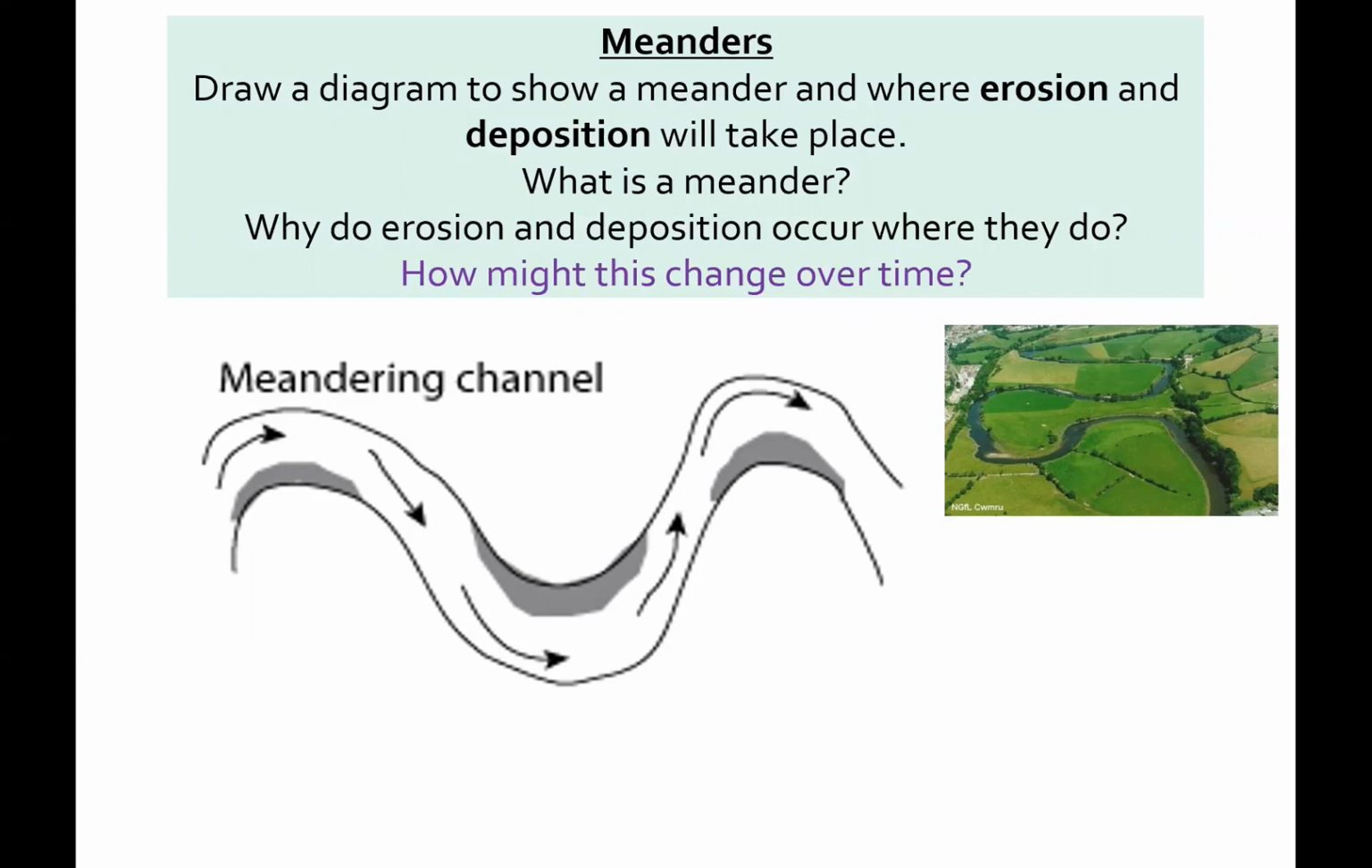They occur because of the flow of the river. Where the river is flowing fastest, it causes erosion. Where the river is flowing slowest, it causes deposition, because the river's not got enough energy to carry the sediment to actually wear away the bed and the banks. So on the outside of the meander, that's where your erosion takes place.